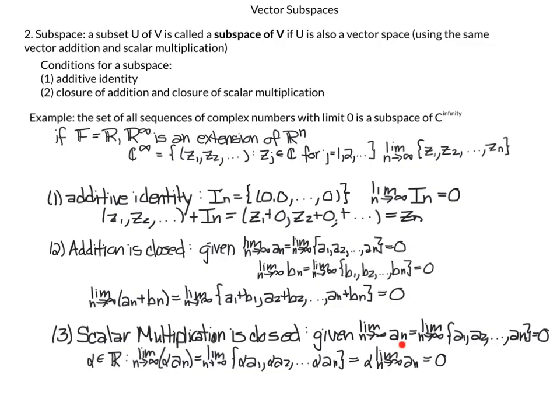Next, we need to show that scalar multiplication is closed. Again, we have a sequence an whose limit is equal to 0. When we multiply by a scalar alpha, we have the limit of alpha a1, alpha a2 up to alpha an. Since the limit of an is 0, we can pull out the alpha, and we still get a limit equal to 0. So we have this subset, the set of all sequences of complex numbers with limit 0, and because the additive identity is in it, addition is closed, and scalar multiplication is closed, it is a subspace of C infinity.